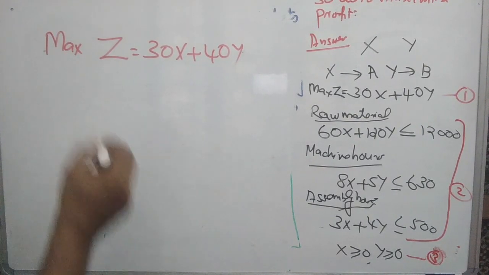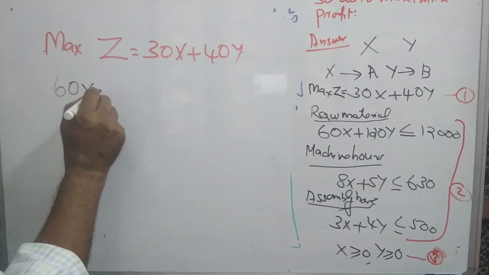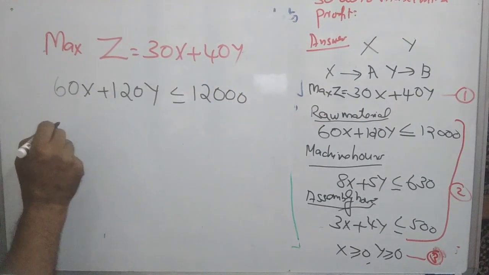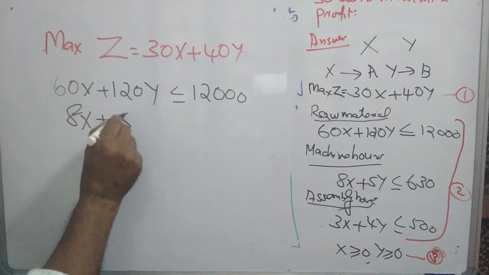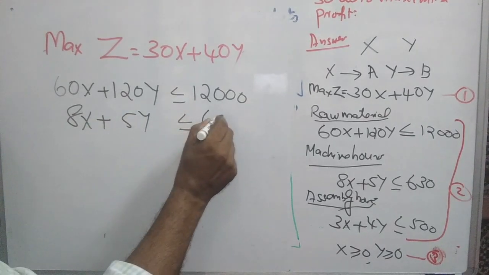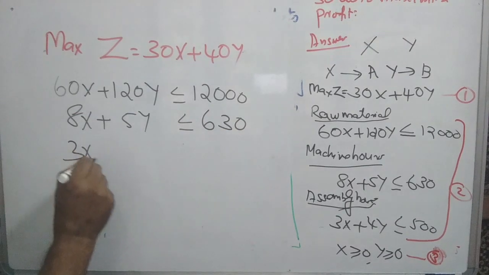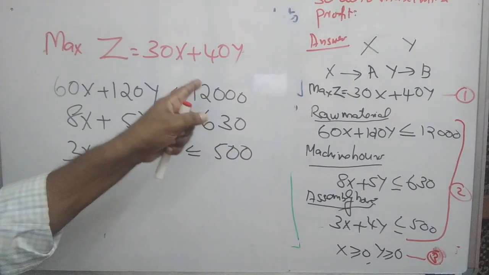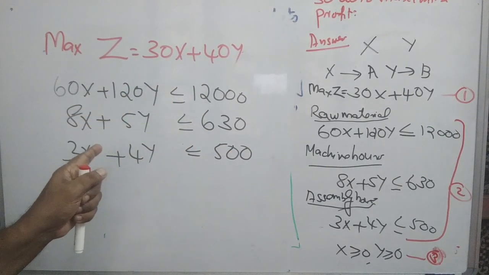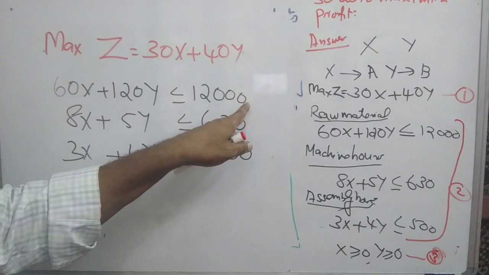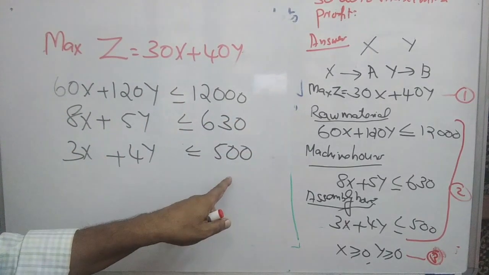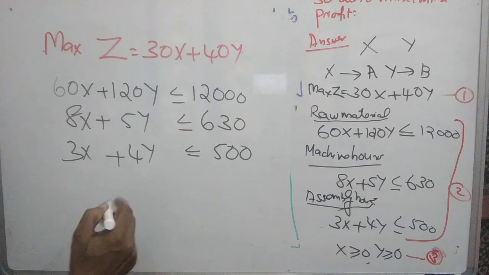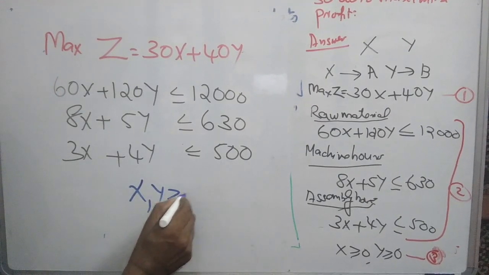How will you achieve it with respect to constraints? 60x plus 120y less than or equal to 12,000. 8x plus 5y less than or equal to 630. 3x plus 4y less than or equal to 500. Mathematically identical statements, but they are significantly different. This is raw material, machine hours, assembly hours, and one more. Always x and y are non-negative variables, x and y greater than or equal to 0.